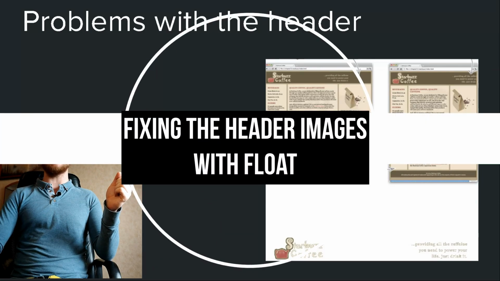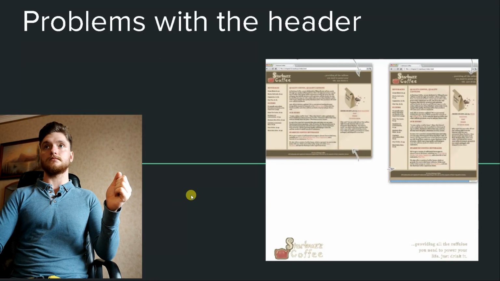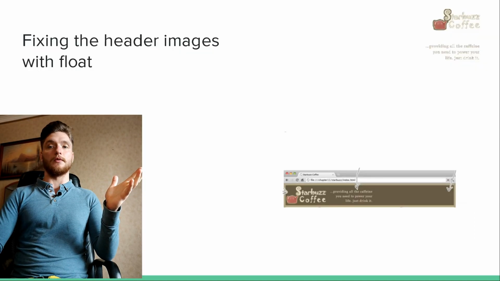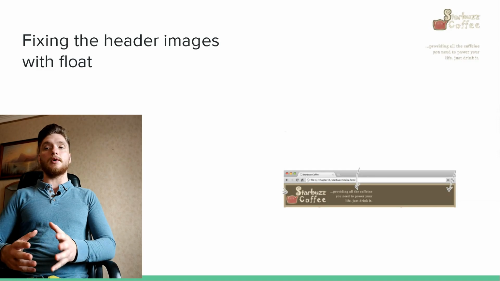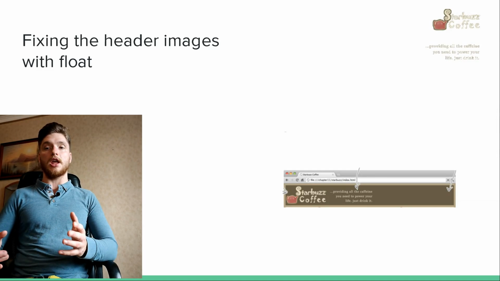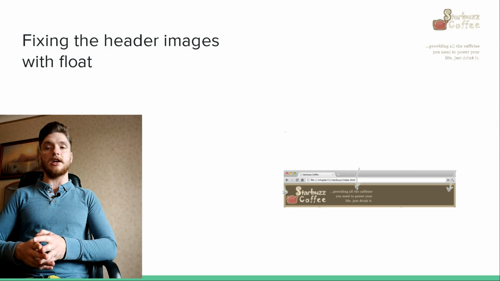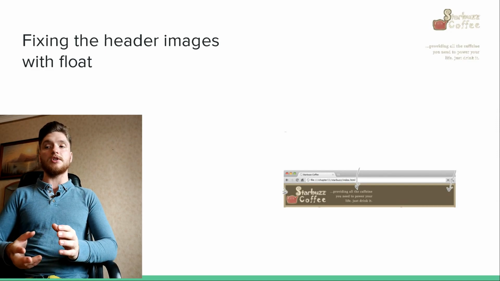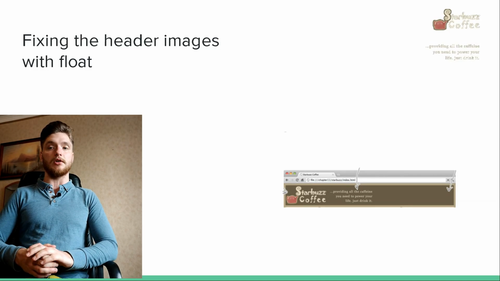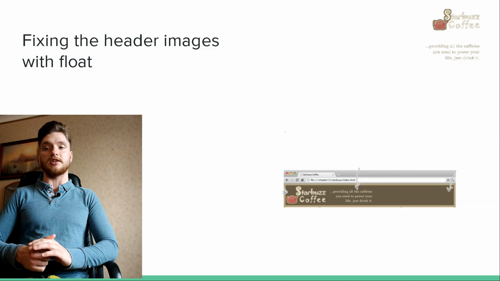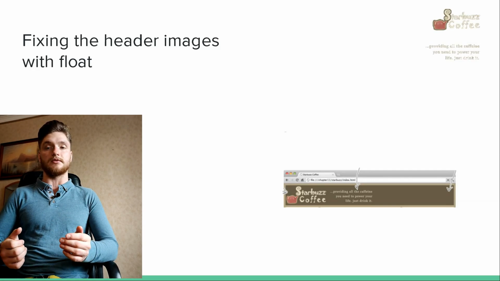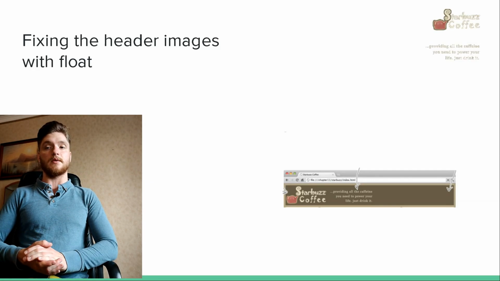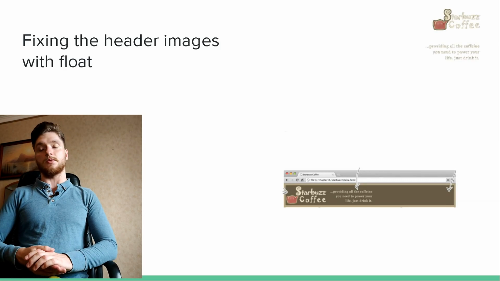Fixing the header images with float. It's often true that there are multiple strategies to solving a layout problem with CSS, and that's certainly the case here. The way we are going to solve it is to use float. You already used float once to lay out part of the Starbucks page before we switched to using the CSS table layout. But there is no reason you can't mix and match different strategies like table display with float in the same page. In fact, it's very common.